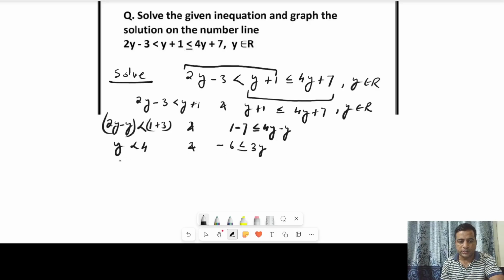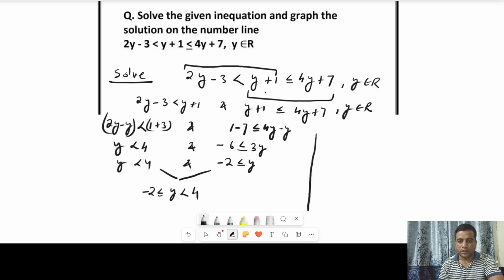So y is less than 4, and now dividing both sides by plus 3. If you divide by a positive quantity, then the inequality remains unchanged. So minus 6 by 3 is minus 2, which is less than or equal to y. So the combined solution of y is y greater than or equal to minus 2 and y less than 4.